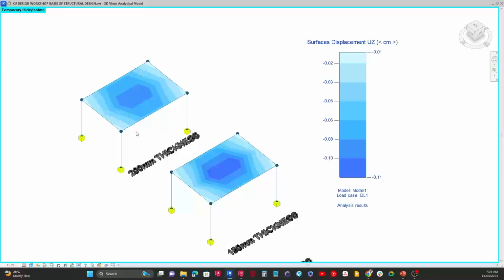But what that means in return is that this beam here is going to be carrying more loads than this one, and I'll show you.